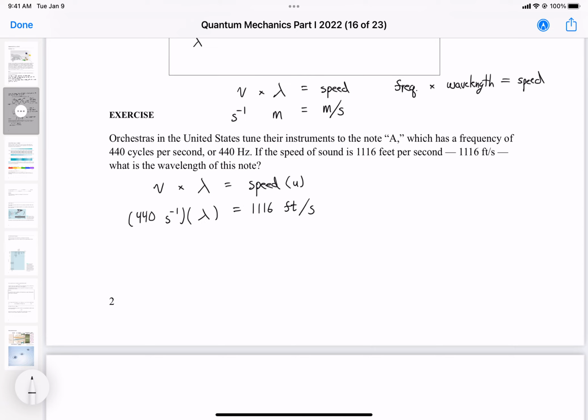Now, if we solve for lambda, lambda equals 1,116 feet per second divided by 440 inverse seconds. Okay. So this is another way of saying 1,116 feet inverse seconds over 440 inverse seconds. So the seconds will cancel out because they're the same term, right? So they're going to cancel out. And we get here our final answer as 2.54 feet.